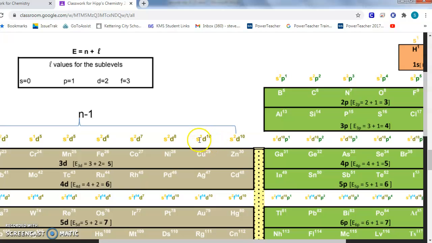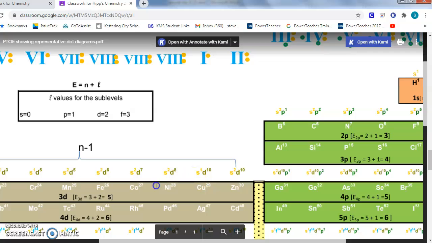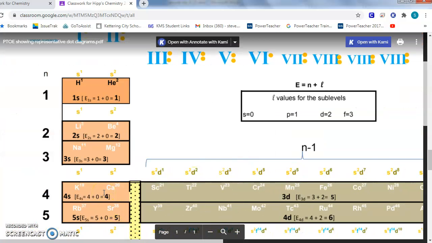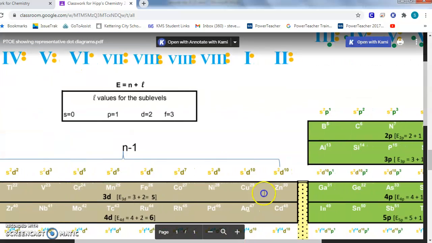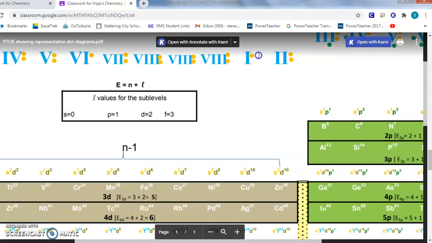So I only need one dot, one for the S. We don't dot the ones on the D. That's the 3D. Copper's S is on the 4. That's its outermost electron. So it has 1 in the 4s and it has 10 in the 3D. Its dot diagram should look just like this above here.